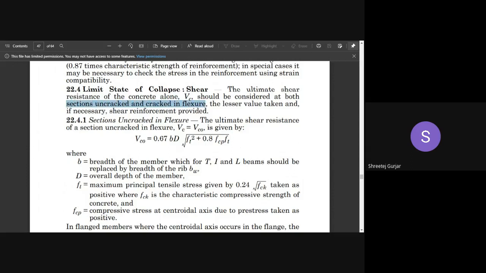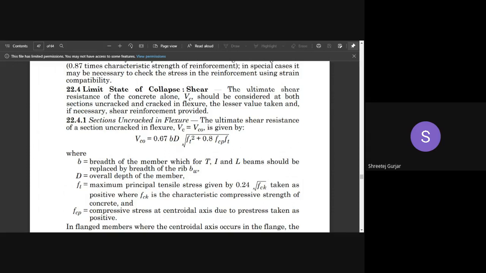Whenever we are dealing with flexure, whenever we are dealing with bending moments, your beam will tend to sag or it will tend to hog, right? And when your beam is sagging or hogging, there will be cracks developed in your beam. In sagging it will be at the bottom, and in hogging it will be at the top, correct? So in flexure, the section may be cracked or it may not be cracked. Two cases we have.